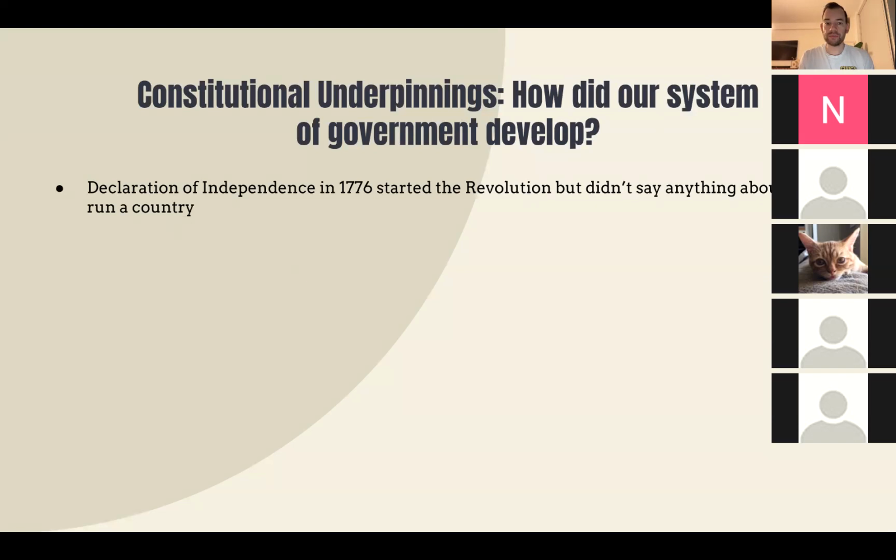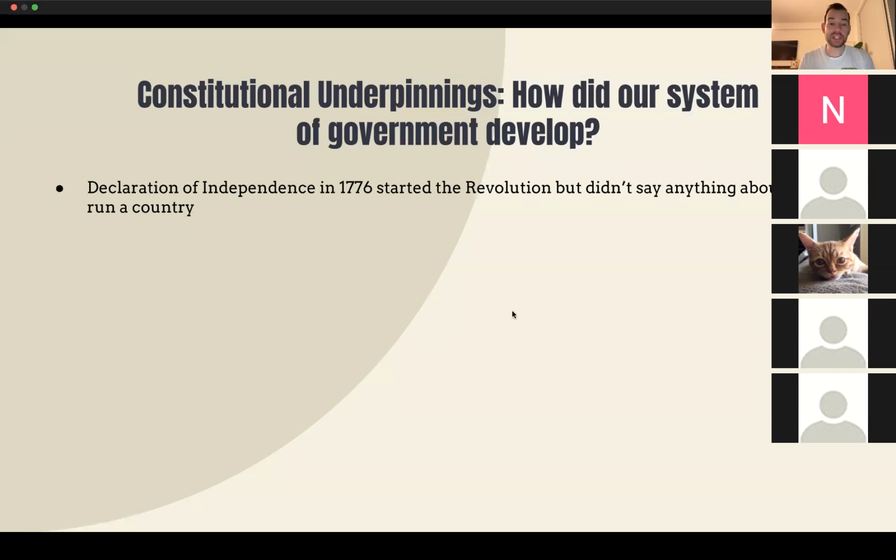First thing to note is that the Declaration of Independence in 1776 started the revolution in America, but it didn't say anything about how to run a country. It was literally a declaration of independence. It was not a document that was meant to show us how to govern.